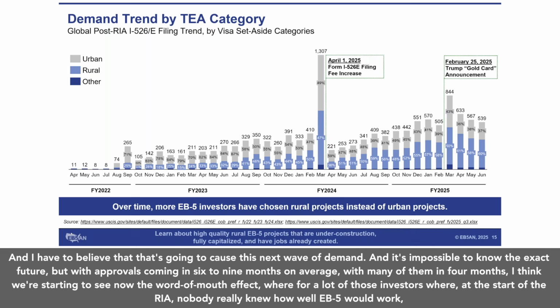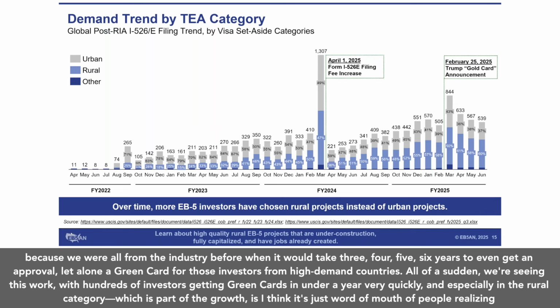And it's impossible to know the exact future, but with approvals coming in 6 to 9 months on average, with many of them in 4 months, I think we're starting to see now the word of mouth effect, where at the start of the RIA, nobody really knew how well EB-5 would work, because we were all from the industry before, when it would take 3, 4, 5, 6 years to even get an approval, let alone a green card for those investors from high demand countries. All of a sudden, we're seeing this work with hundreds of investors getting green cards in under a year, very quickly.